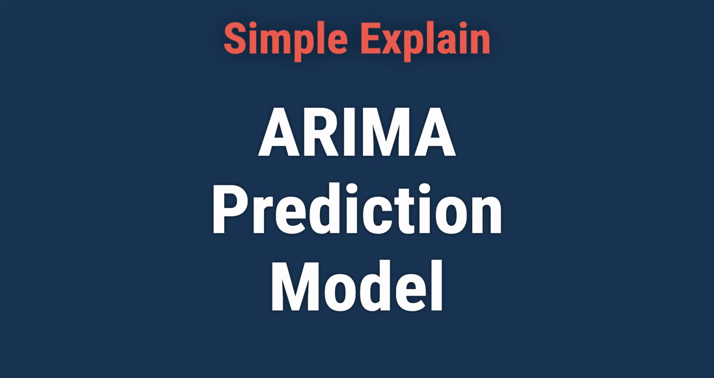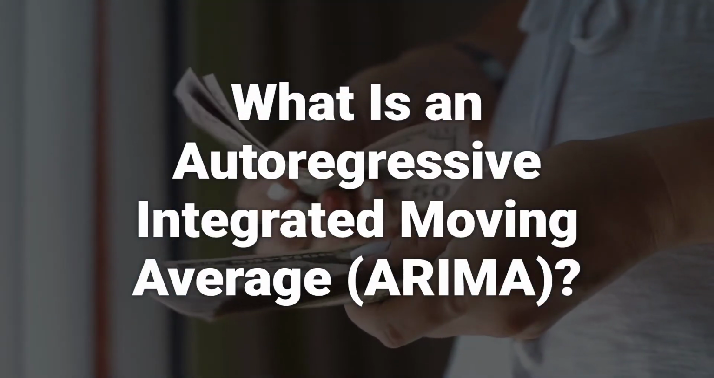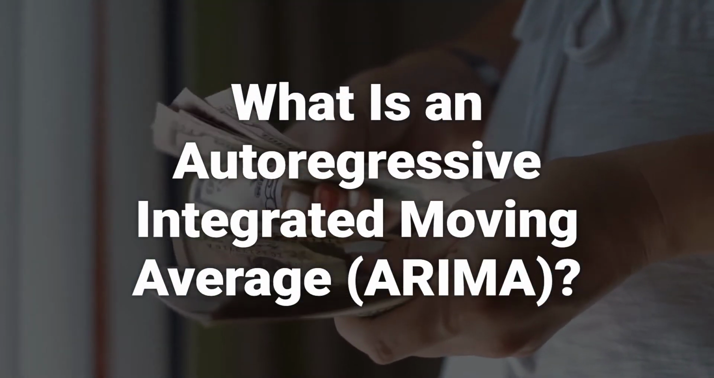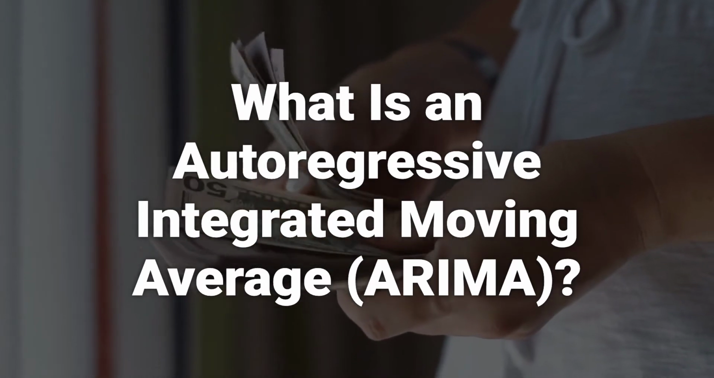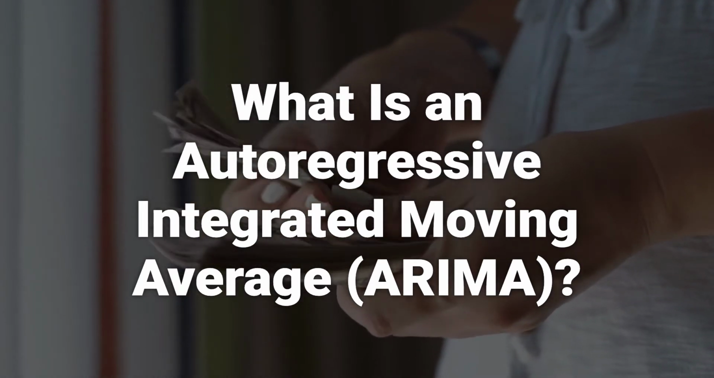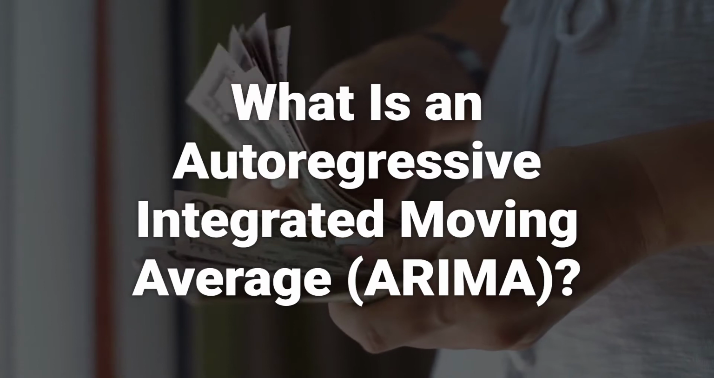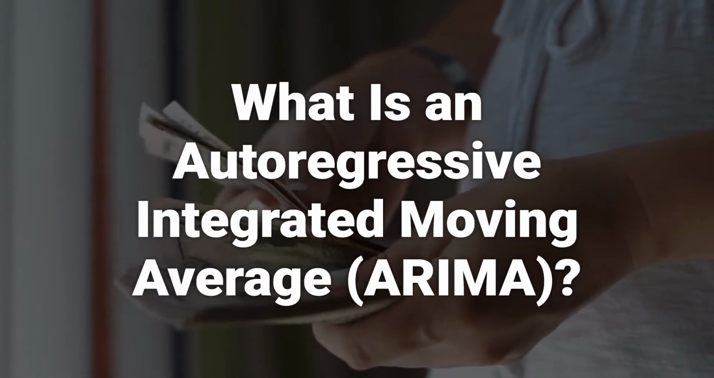Today, we will talk about the Autoregressive Integrated Moving Average, ARIMA, prediction model. An autoregressive integrated moving average, or ARIMA, is a statistical analysis model that uses time series data to either better understand the data set or to predict future trends.